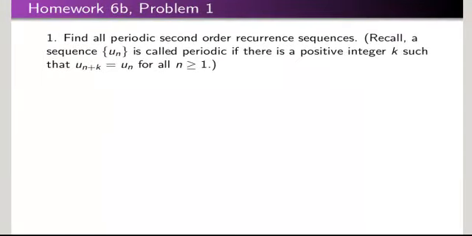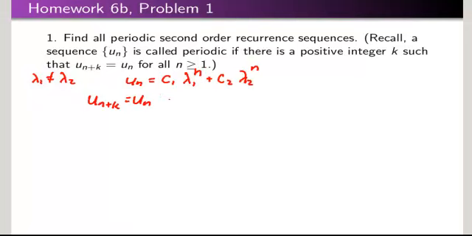Okay, find all the periodic recurrence sequences. So let's just focus on the case where the two roots of the quadratic are distinct. And so the theorem tells us that u_n is of this form, c1 lambda 1 to the n power plus c2 lambda 2 to the n power. And now put in this recurrence.